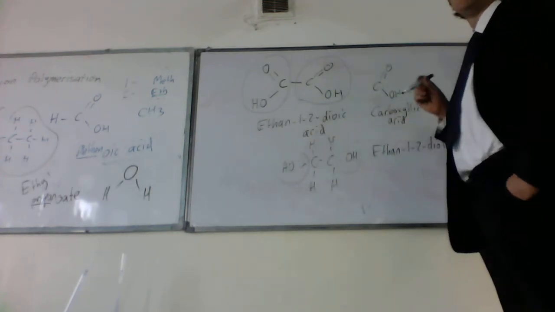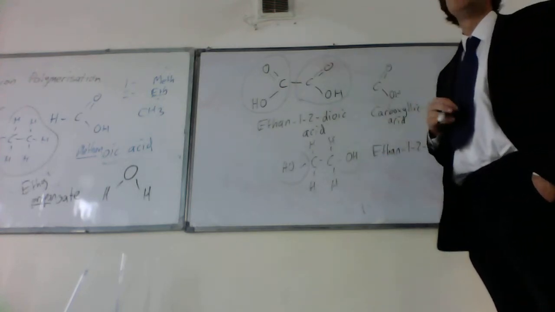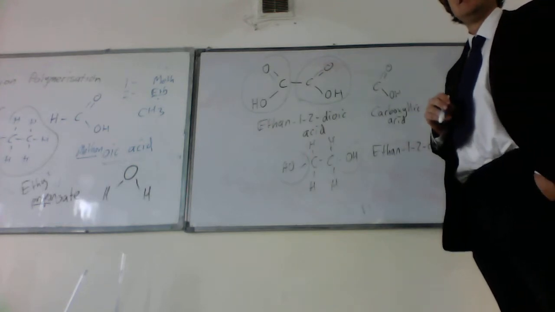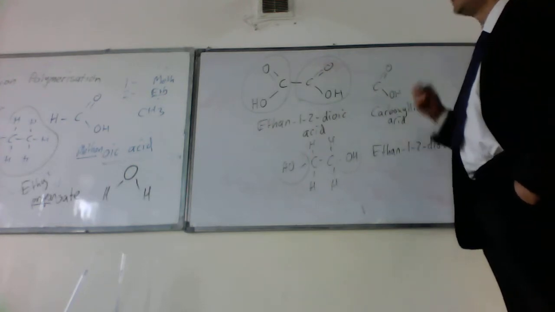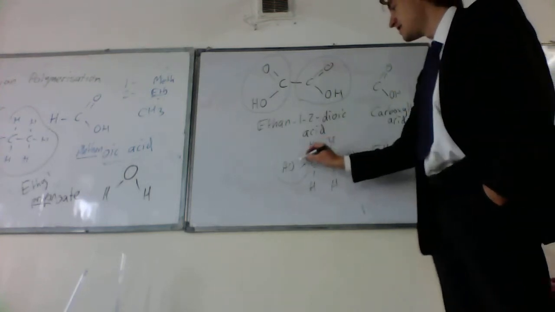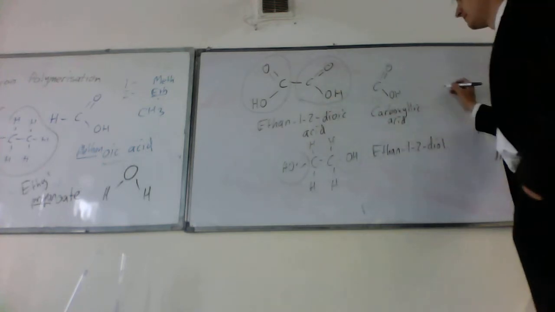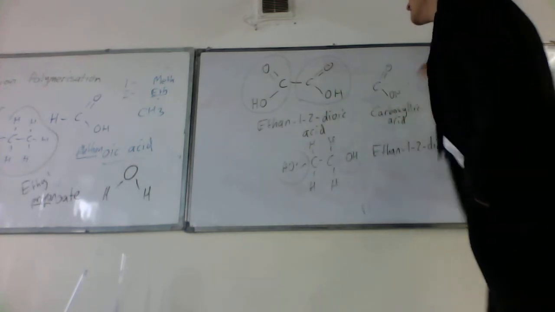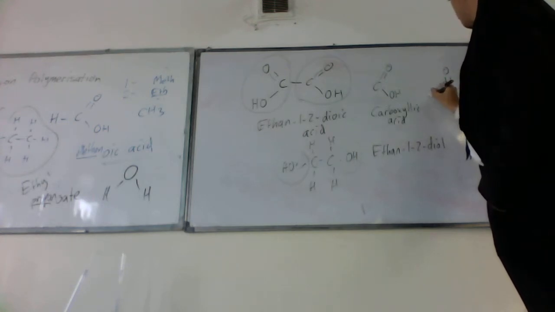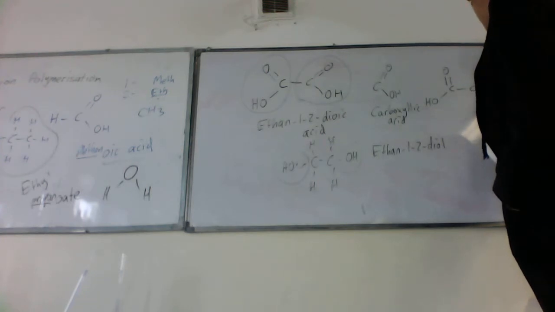So what's going to happen when we react our diol with our dioic acid? You're going to get esterification reactions happening on each side. So this OH group here is going to react on this side. And let's see what happens when we draw that. We'll get something that looks a bit like this.